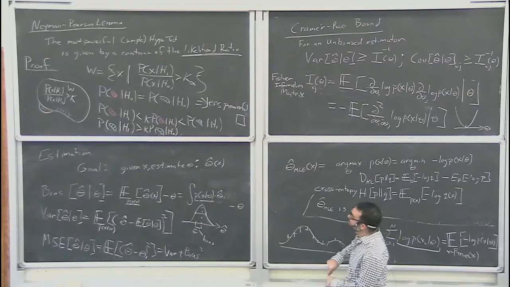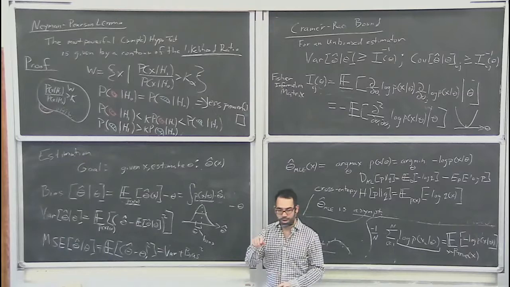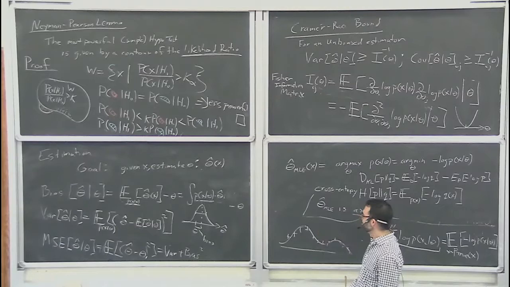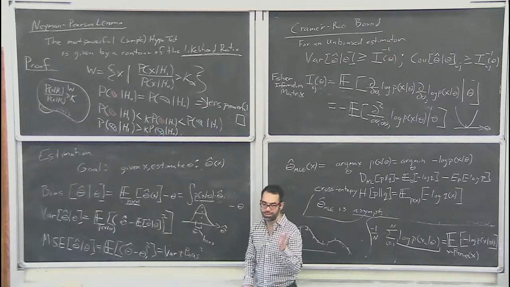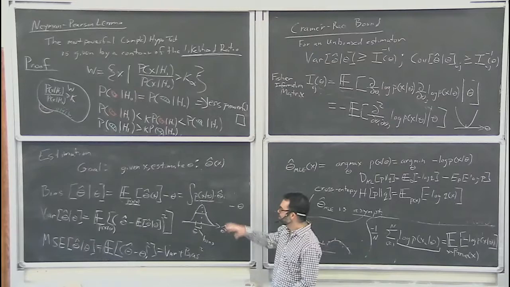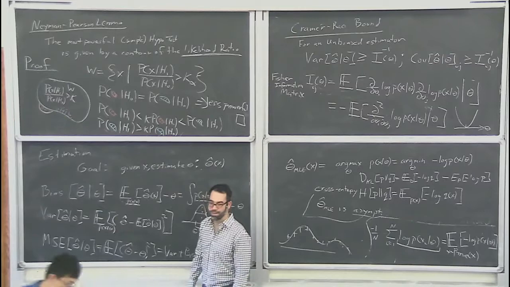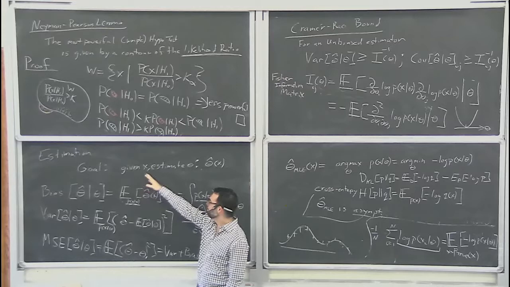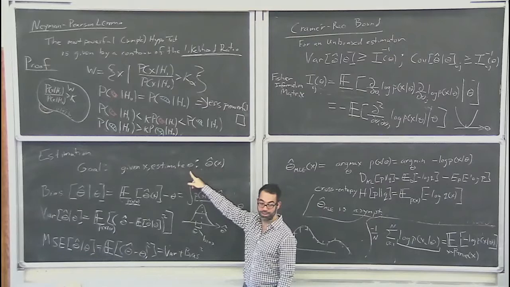Just to recap a couple of the things we talked about, a lot of this was based on someone giving you a statistical model, which I was calling P of X given theta. With this model, there are various things you might want to do. We talked about the goal of parameter estimation: you get some data X, and you use your model to try to estimate the true value of theta that generated the data.